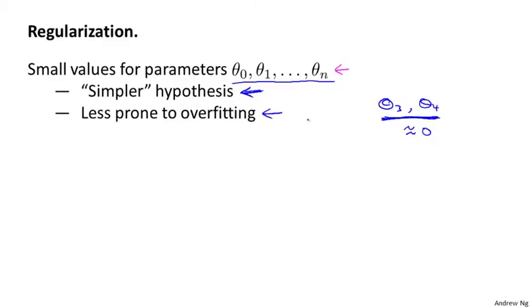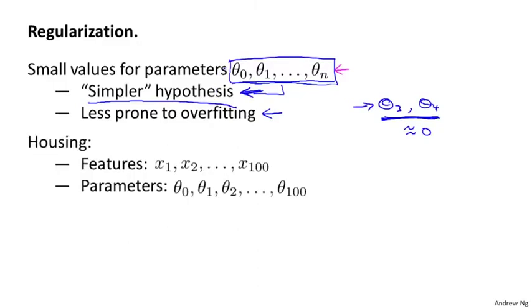I realize that the reasoning for why having all the parameters be small corresponds to a simpler hypothesis may not be entirely clear to you right now, and it is kind of hard to explain unless you implement it yourself and see it for yourself. But I hope that the example of having theta 3 and theta 4 be small and how that gave us a simpler hypothesis helps give some intuition as to why this might be true. Let's look at a specific example.